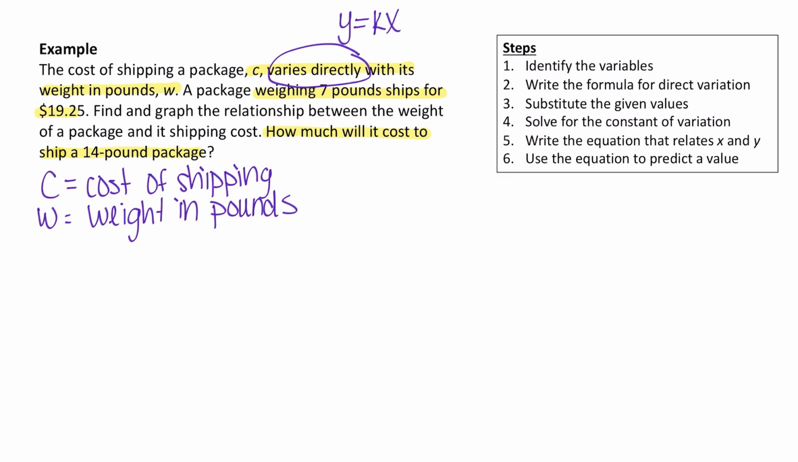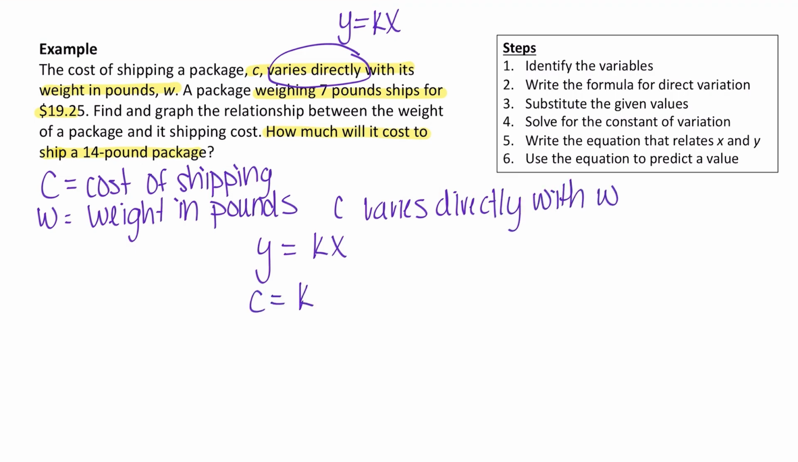We know that we have direct variation, so we know that y equals kx. In this case, it tells us that C varies directly with W. So we can write that as C equals k times W, just so it's adjusted for the context of this problem. We have two values that we can use, so let's substitute in those given values. Weighing 7 pounds, so we know that W is 7, and the cost is $19.25. So we can say $19.25 equals k times 7.